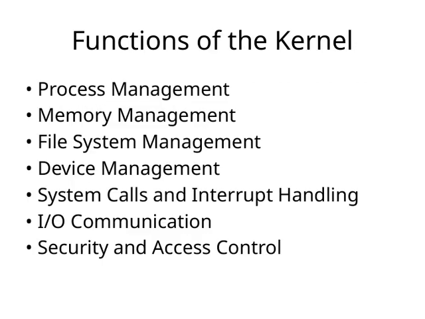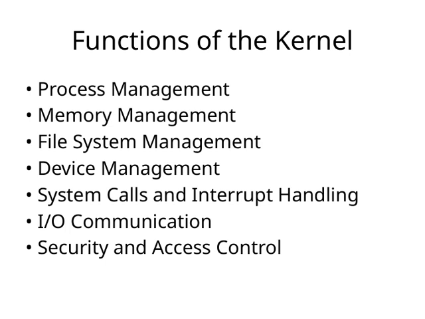Now, let's take a closer look at the main functions of the kernel. First up is process management. This is where the kernel handles creating, scheduling, and terminating processes, ensuring that each task gets the resources it needs while maintaining system stability. Next, we have memory management, which involves efficiently allocating and freeing memory so that processes can run smoothly without interfering with each other.